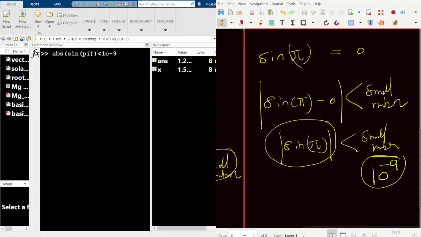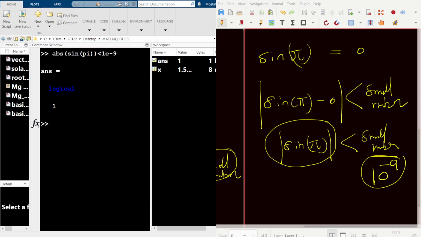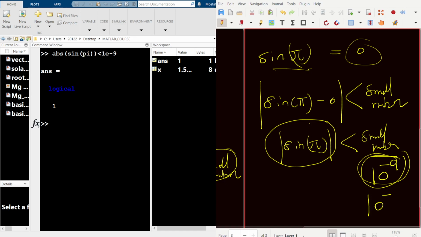And in fact, if I ask MATLAB if this is the case for the absolute value of sine pi, it will tell me yes, it's true. And because of this, I will consider that sine pi equals 0. Now, someone might wonder, well, 10 to the power negative 9 might not be small enough for you. So you might want to make a tighter difference. So you might need to check whether the difference is less than 10 to the power negative 10. I would say that's fine.